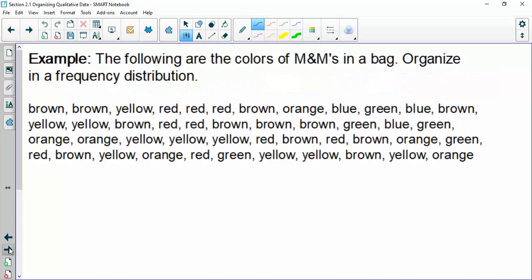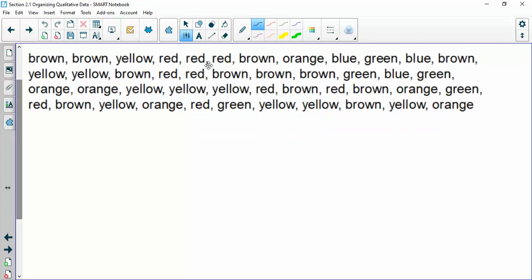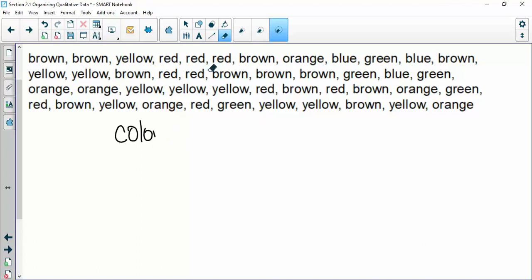So for an example, this is the colors of M&Ms in a bag, and I want to make a frequency distribution. So you could do this on your Chromebook, but we'll just go ahead and do this one by hand. It's not too hard. So we will make a table. You should put some labels here. We're looking at the colors, so we'll make a column for that. And then we'll make a column for the count or the frequency.